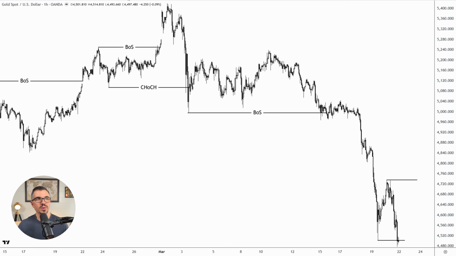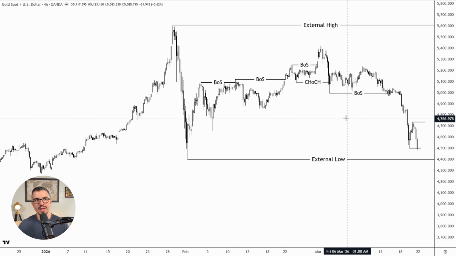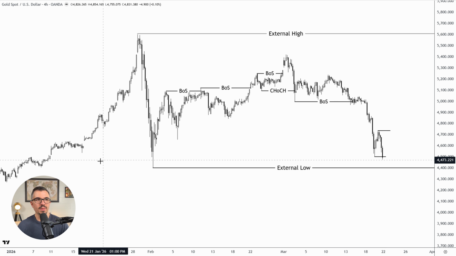So not a whole lot to do here, in my opinion, at the moment with gold. Early next week, probably best to just stand aside and wait for the market to show its hand first. One thing to keep in mind too is that we are pretty close to this low back here. So this has been the range for gold following this move lower.